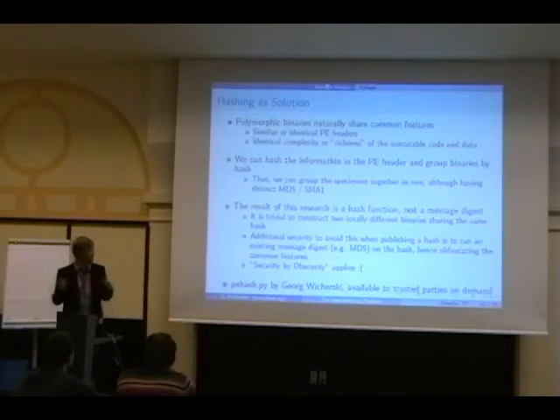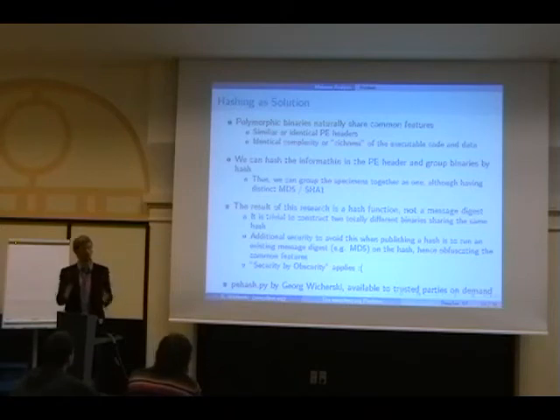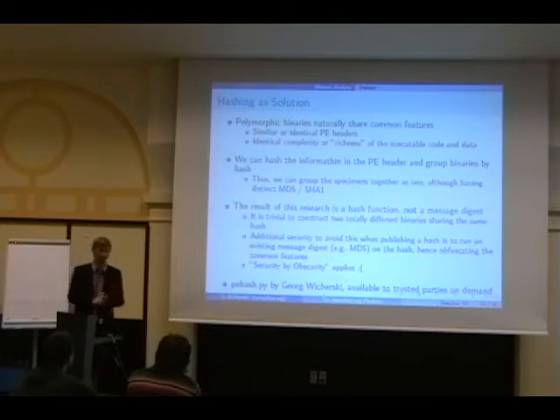It's important to note that the result of this research is a hash function and not a message digest. It's very trivial for an attacker to construct two binaries with entirely different content which share the same hash value, because it's a hash function and not a message digest. This is a cryptographic difference. So first, security by obscurity applies. If we tell attackers how our hash function works, they can just construct collisions and therefore circumvent our research.